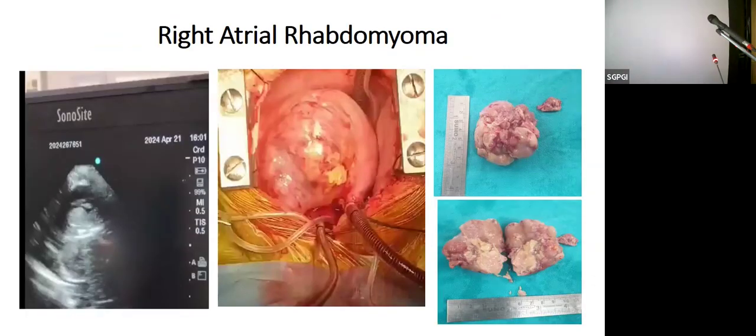First, I'm giving you a representative case. This was an 8-month-old child with RA rhabdomyoma. Initially, it was known as an RA mass only. On histopathology, it came back as a rhabdomyoma. It was a 5-centimeter mass in an 8-month-old kid.